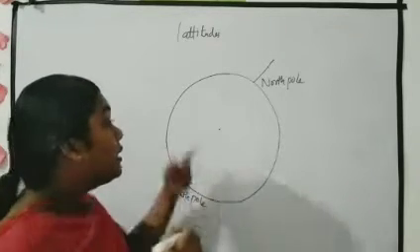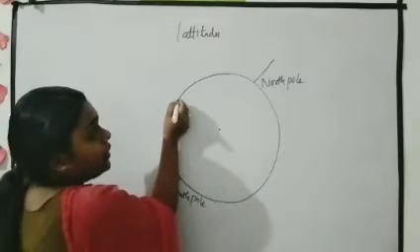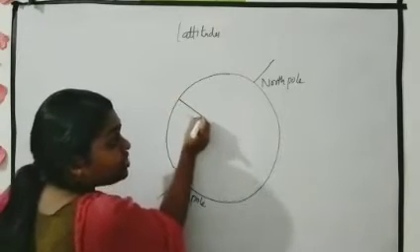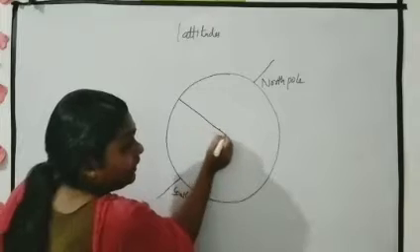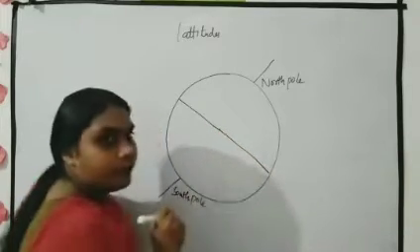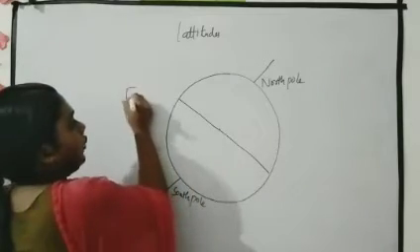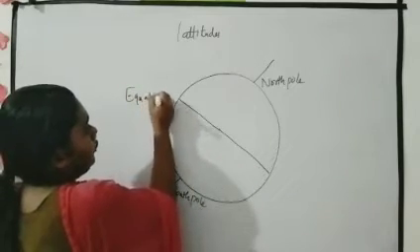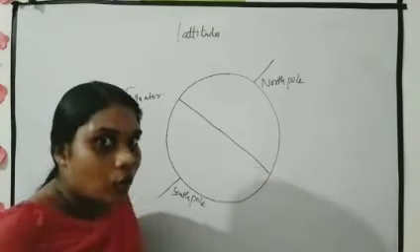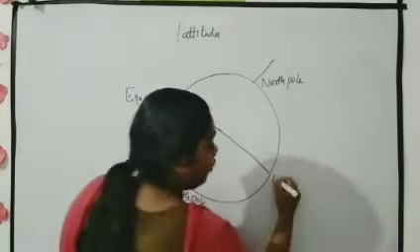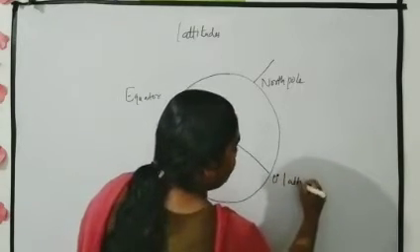Yes students. The imaginary line that runs around the middle of the earth is called what? Yes, equator. That we already know. Equator is also called 0-degree latitude.